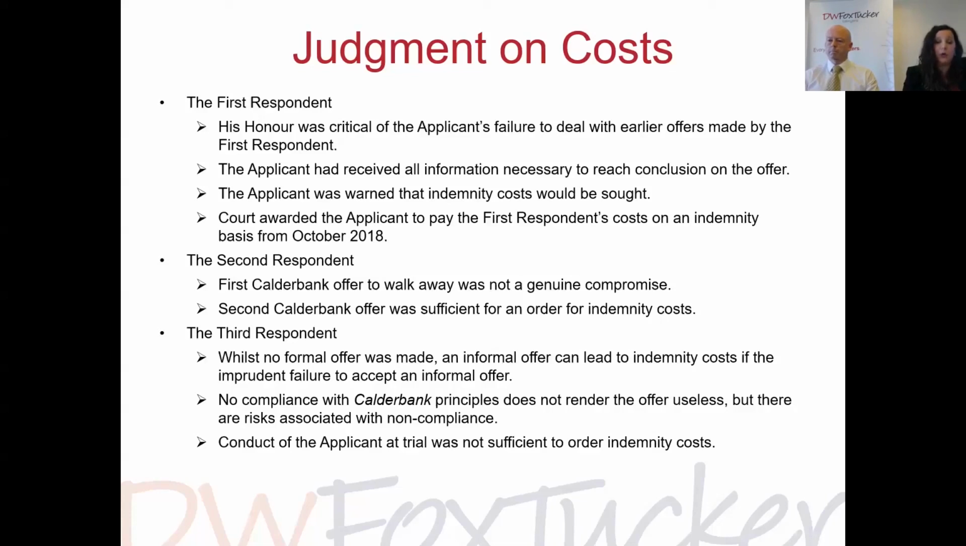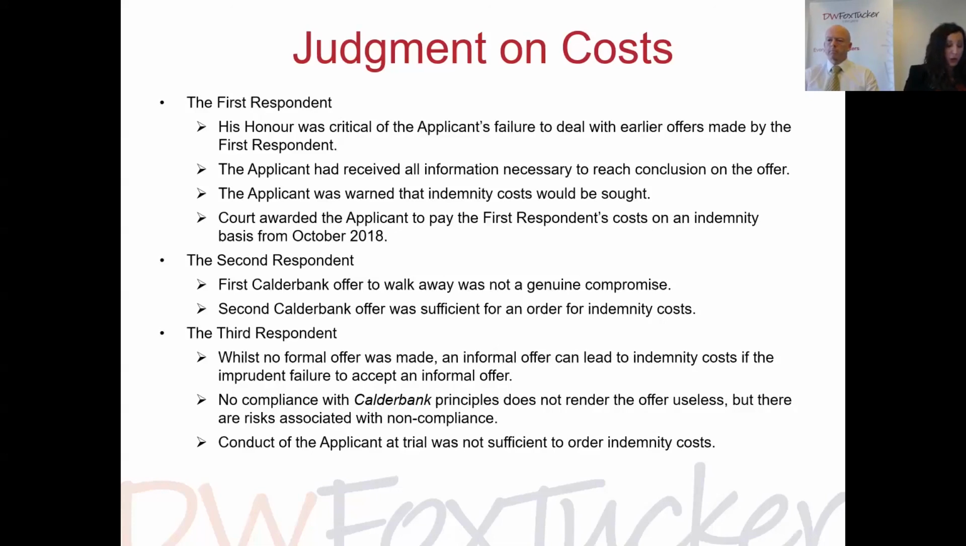Importantly as well, the court also noted that whilst it wasn't necessary in light of the Calderbank offer, the various delays, the late disclosures and late evidence were also factors that made it appropriate for costs on an indemnity basis to be ordered.